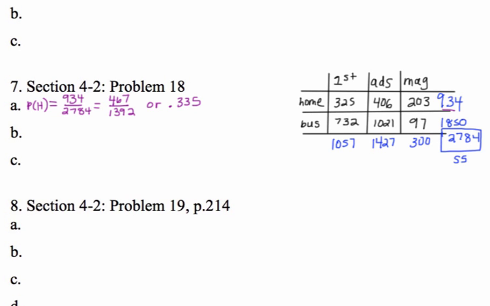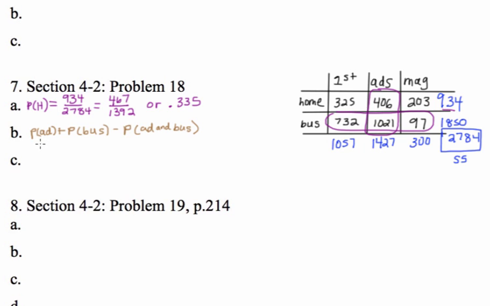An ad or a business. Well, ad or a business, let's see. So that's ads right here, or business right here. So if I just add up those four numbers, that'll tell me how many went to an ad or a business out of 2784, or you could use your formula.